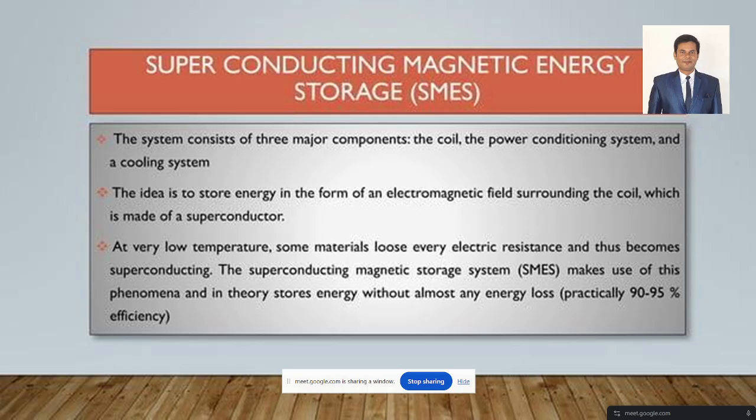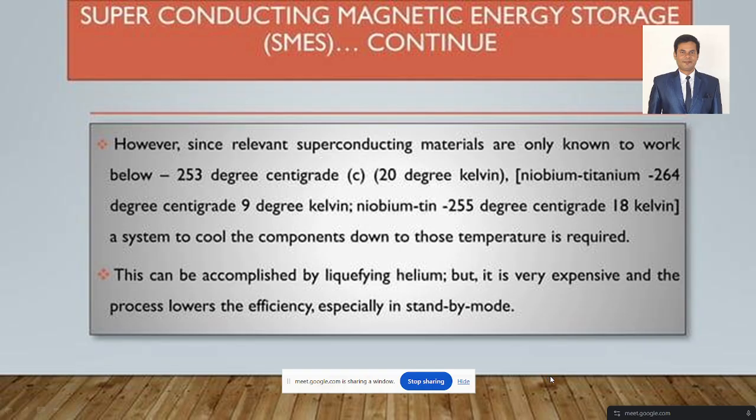Practically you can have an efficiency of 90 to 95%. But to make the resistance go very low, it has to be at a low temperature only, right? The material has to lose its electric resistance and become a completely superconducting material. Only then will it store the energy in the form of electromagnetic field, with an efficiency of almost 90 to 95%.